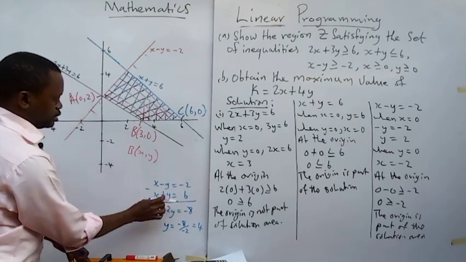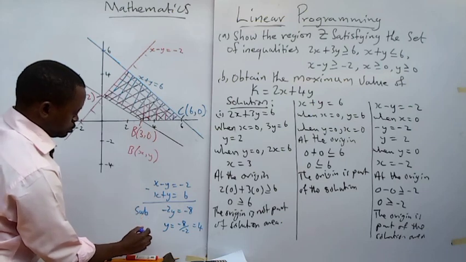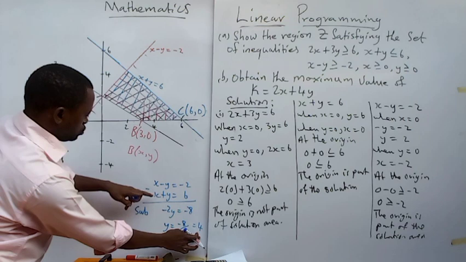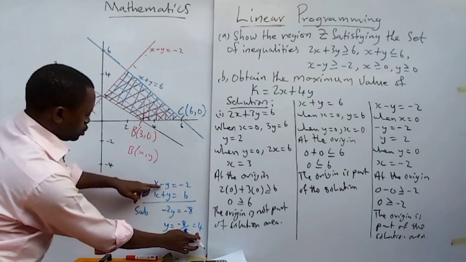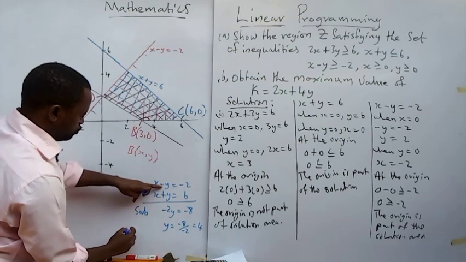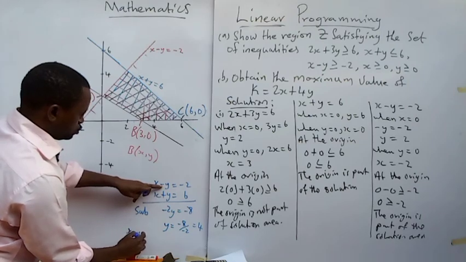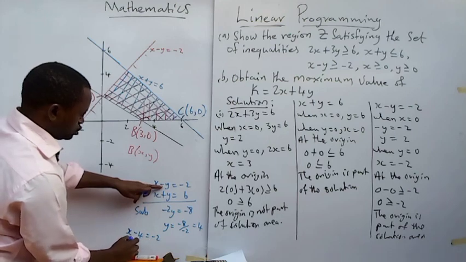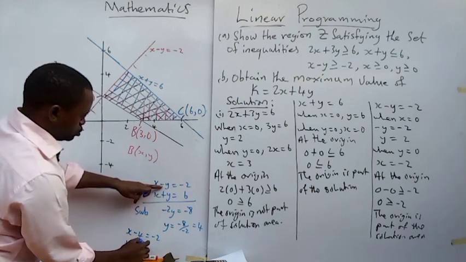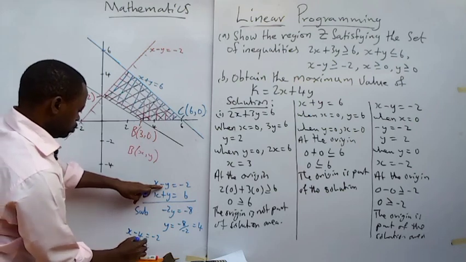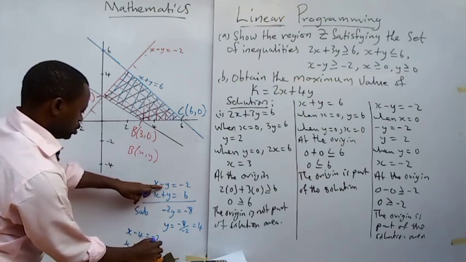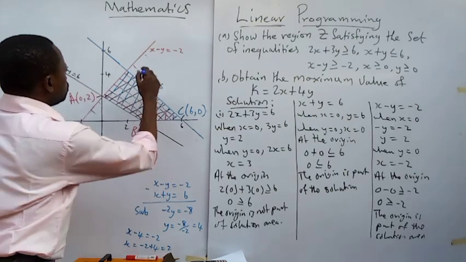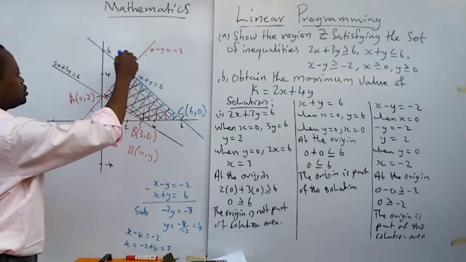So I will come back here and determine the value of x. If I put y is 4 in either equation 1 or 2, here I will have x minus 4 equals minus 2. And this will become x equals minus 2 plus 4, which is 2. So x is 2. So you can see how I was able to determine what is at this point.